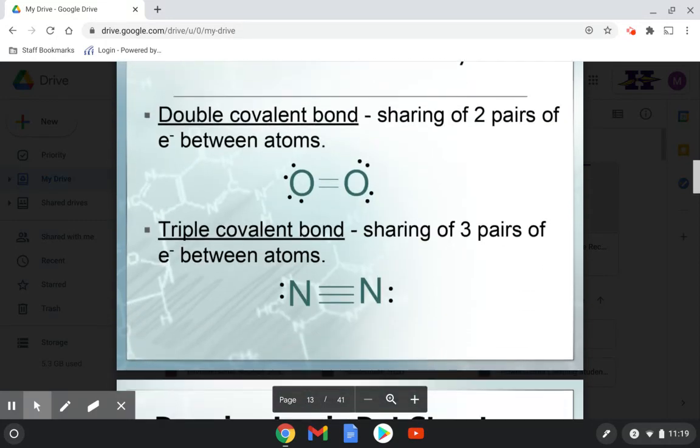A double covalent bond is the sharing of two pairs of electrons between atoms. We see this with oxygen. So again, two pairs of electrons are being shared between the two atoms. And then a triple covalent bond is going to be the sharing of three pairs. So again, what we see is that with the two nitrogen atoms covalently bonding, they form a triple bond. And you have a single lone pair here and a single lone pair there. So again, the triple covalent bond and double covalent bond are essentially just saying how many pairs of electrons are being shared between the two atoms.